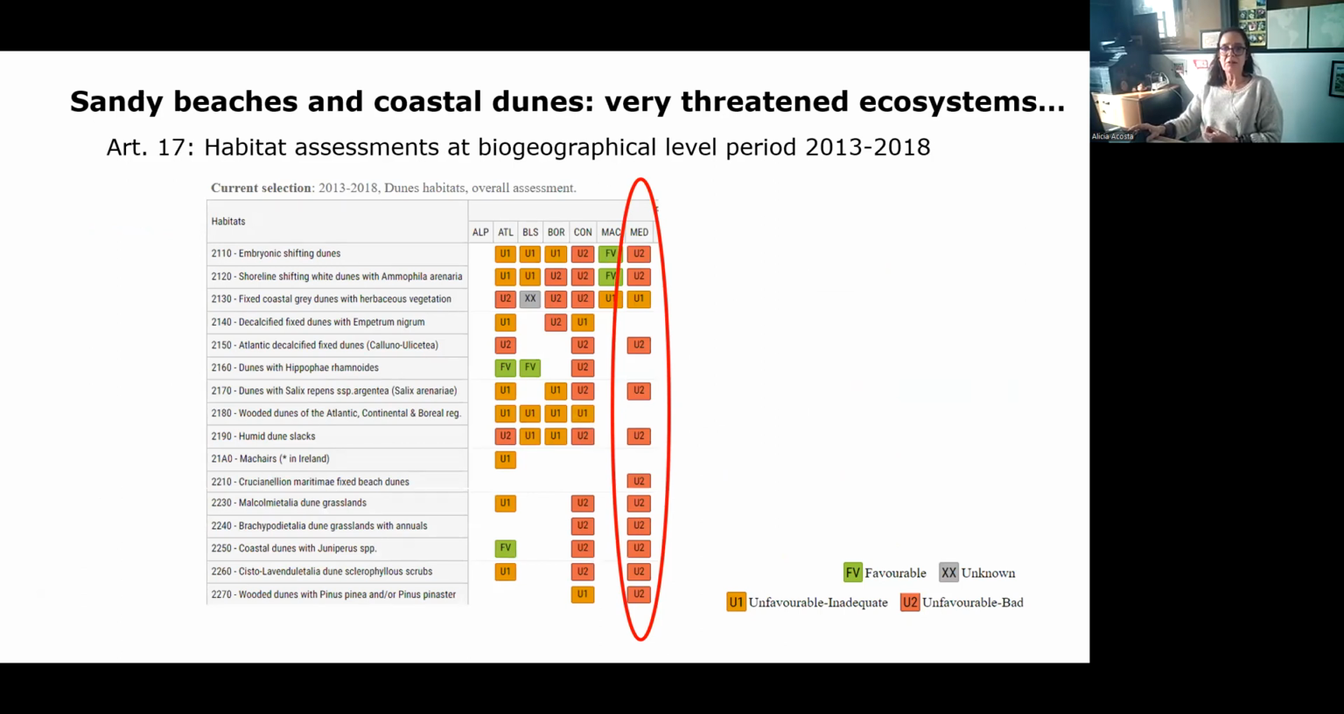And you probably know, according to Article 17 of the Habitats Directive, every 6 years, European states are required to report on the conservation status and trends in target habitats and species. In this table, you can see the last overall habitat assessment, at biogeographic level, where I highlighted the Mediterranean region. Most coastal dune habitats are highlighted in red. This means that the overall assessment is unfavorable or bad.